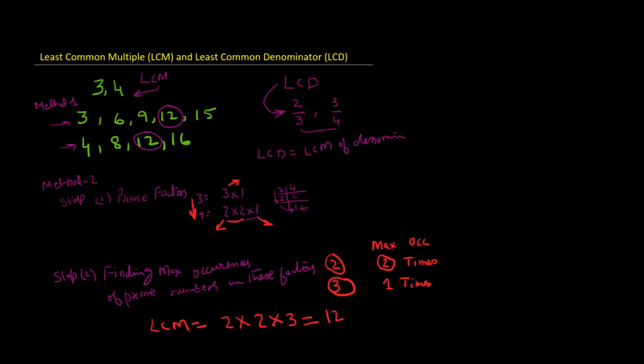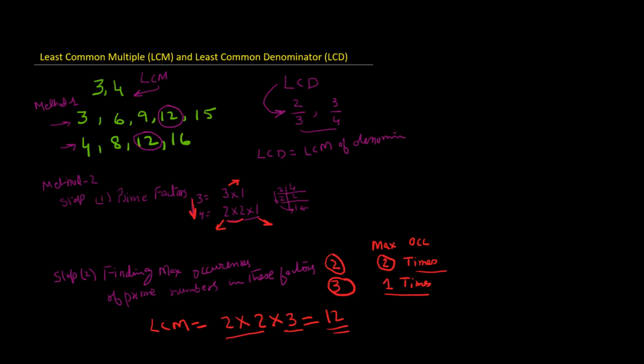So this is the second method of finding the LCM. You find the prime factors first, then you see the maximum occurrence of any number in those prime factors. So number 2 occurred 2 times, number 3 occurred 1 time. So we multiplied 2 two times and 3 one time, and we get the LCM.